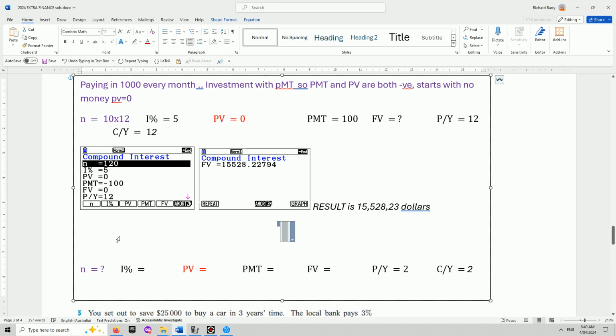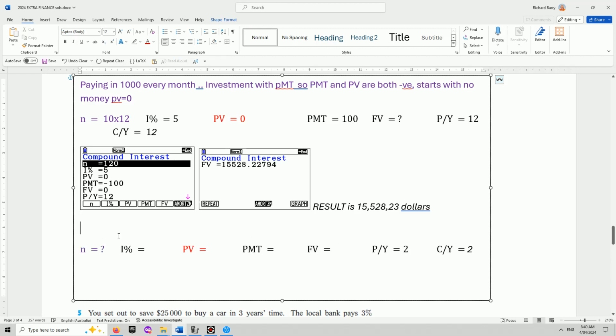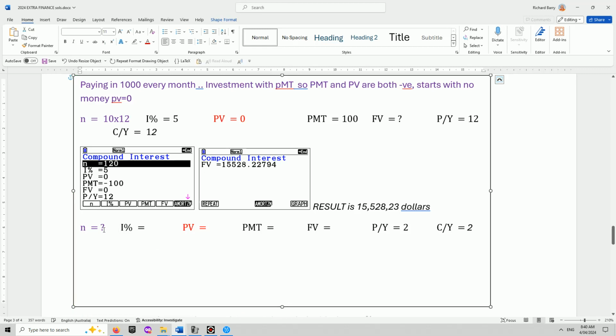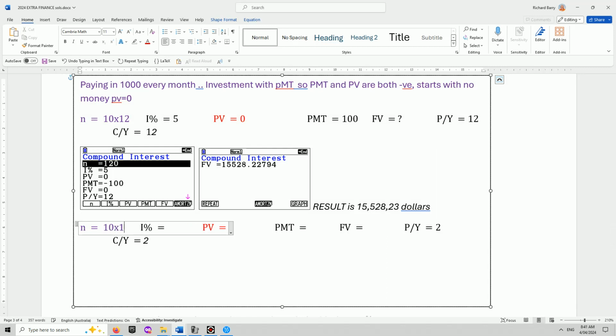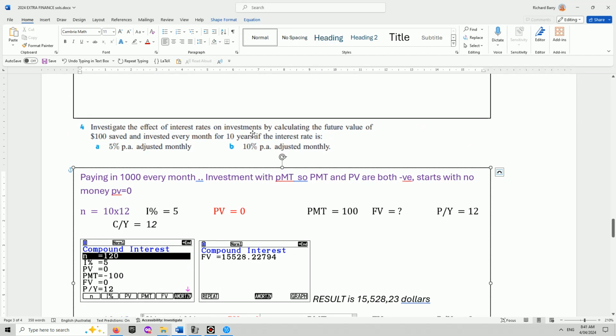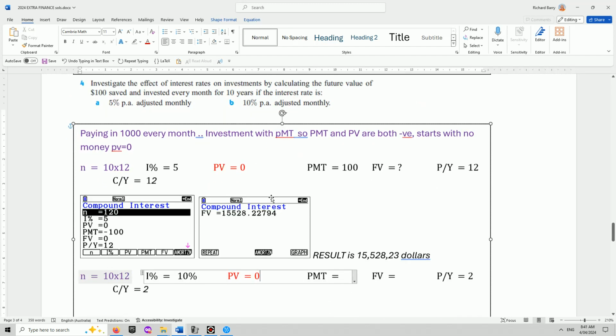So now we're going to repeat that question. Really don't understand what happened then. Repeat that question and what's going to be different. I don't think too much is going to be different. This is going to be 10 times 12. This is now going to be 10%. This is going to be 0. Okay, so you can do everything the same except for the fact that it's now going to be 10% instead of 5%.